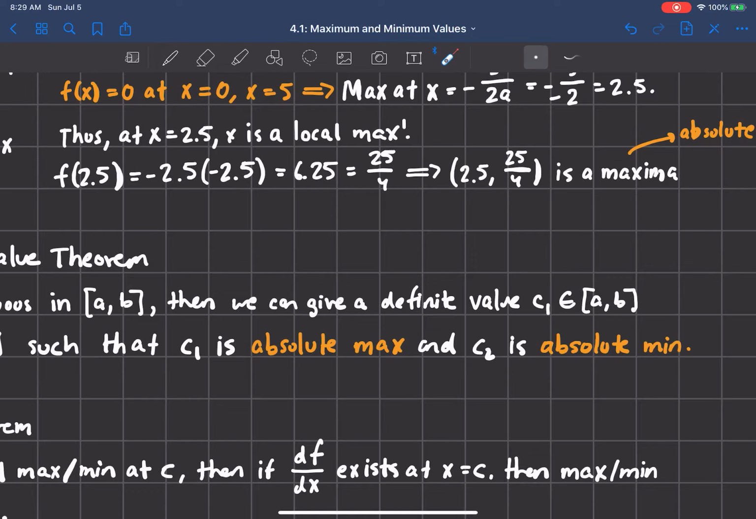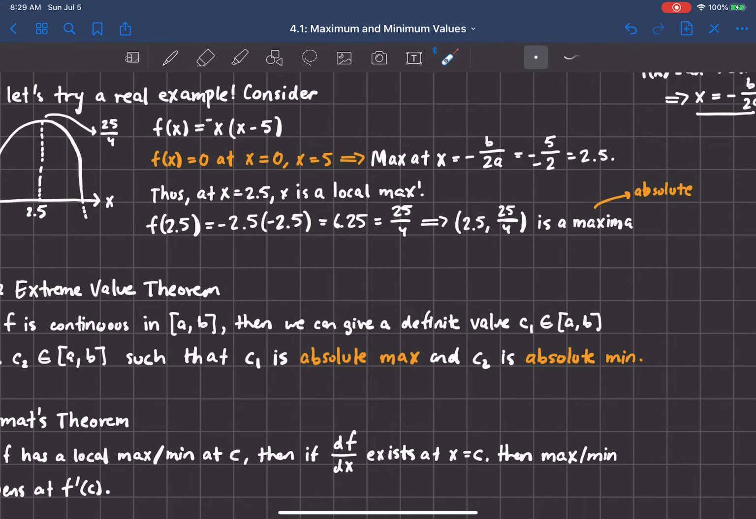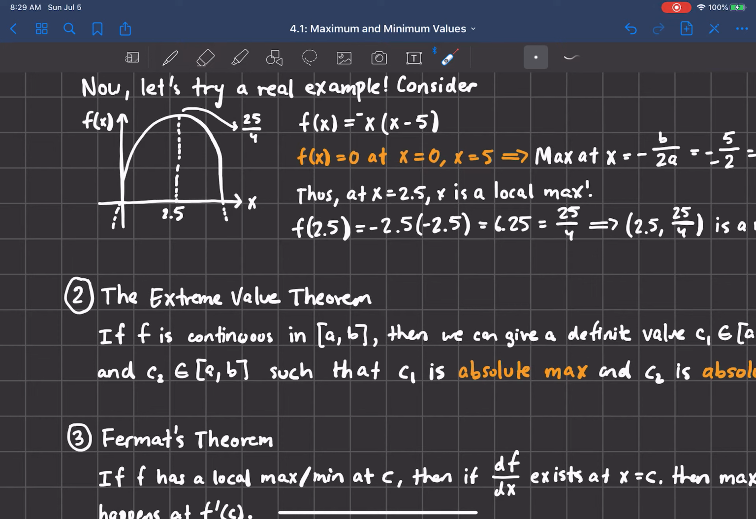Like we said earlier, absolute means that for all values in such a domain, this is the biggest or the smallest, no matter where else you look. So again, if we rely on the same example, we find that between 0 and 5, our absolute maxima was at 2.5. Now, take a second to try to figure out what the minima would be in this case, or the absolute minima.